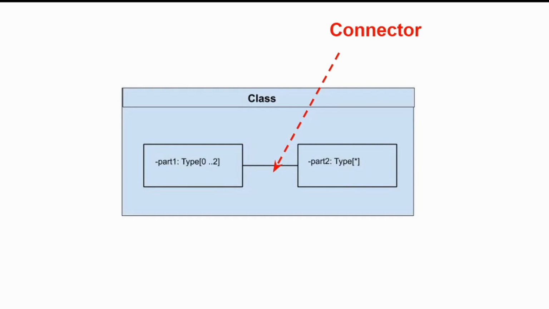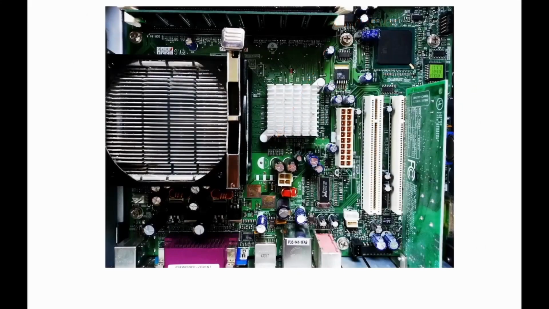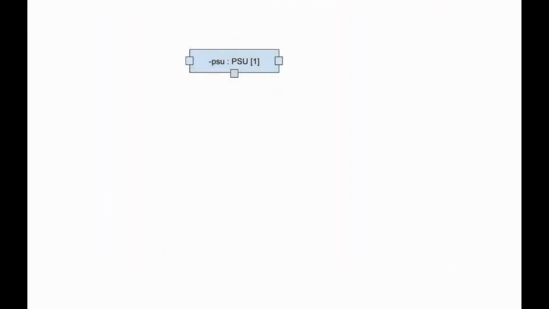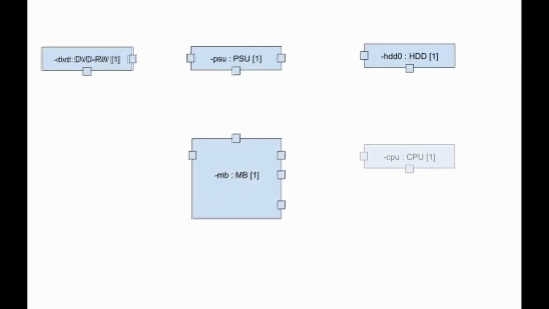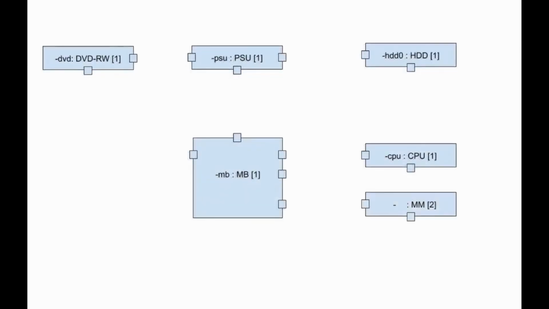A connector defines the relationships between the objects or instances that are associated with the roles in the same structured classifier, and defines the communication between those roles. As an example, here's a simplified composite structure diagram for a computer system, which includes the following components: power supply unit, hard disk, DVD, motherboard, central processing unit, and memory module. You can pause the video here to study the diagram.